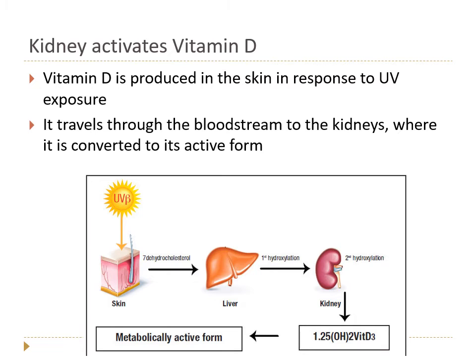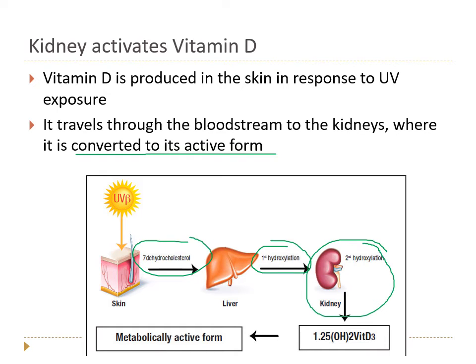It then is going to travel through the body and actually be processed by the liver and then ultimately get to the kidneys, where the kidneys are going to convert it to its active form. So these other forms of vitamin D are not physiologically active in the body. It requires this activation by the kidney to 1,25-hydroxy vitamin D3 to actually do the work of vitamin D.